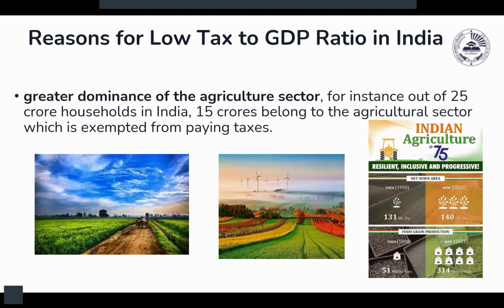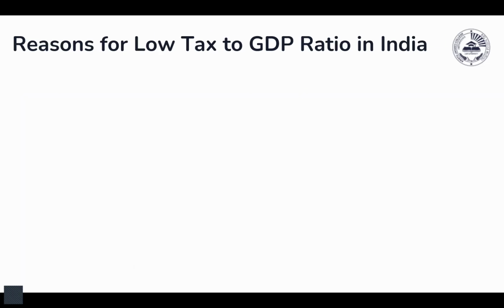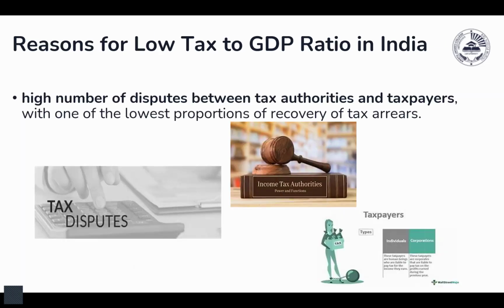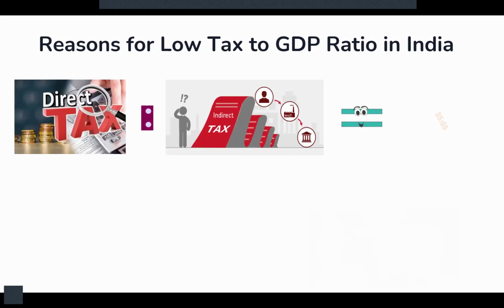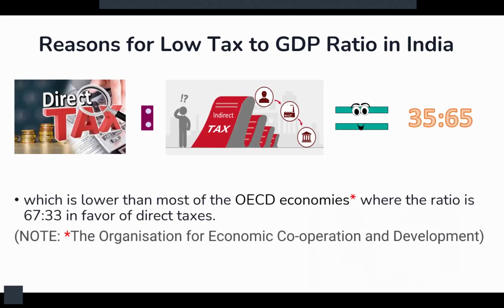The reasons for a low tax GDP ratio in India: the presence of a large informal unorganized sector, and the greater dominance of the agriculture sector. For instance, out of 25 crore households in India, 15 crore belong to the agriculture sector, which is exempted from paying tax. There are a higher number of disputes between tax authorities and taxpayers, with one of the lowest proportions of recovery of tax arrears. The next reason is the ratio of direct tax to indirect tax. Our direct to indirect tax ratio is 35 to 65, which is lower than most of the OECD economies, where the ratio is 67 to 33 in favor of direct taxes.